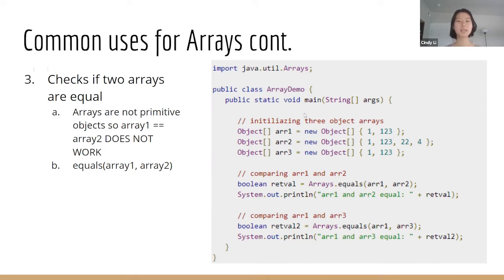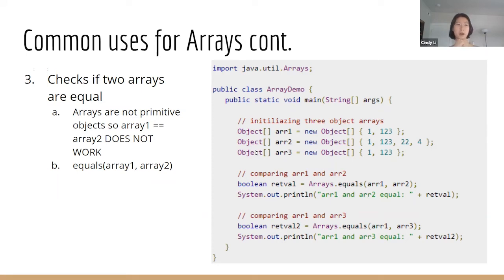Right, and then we initialize the arrays. So Object array. Right here, Object can be anything. It can be a string, an int, a character, etc. This person just used Objects to be more general. For the purpose of our class, we will be mostly using strings and ints, and maybe doubles.